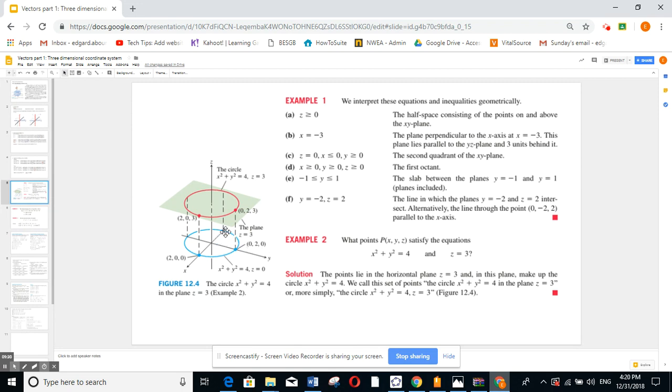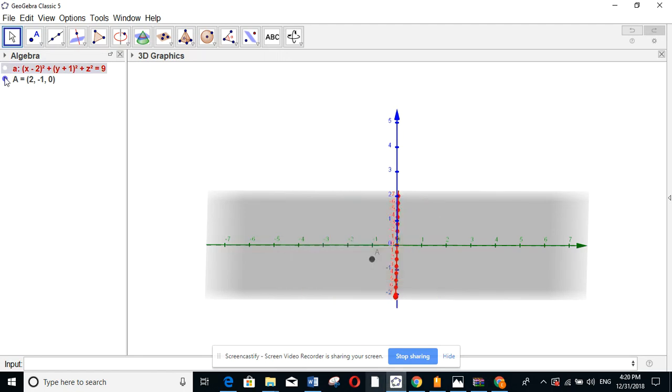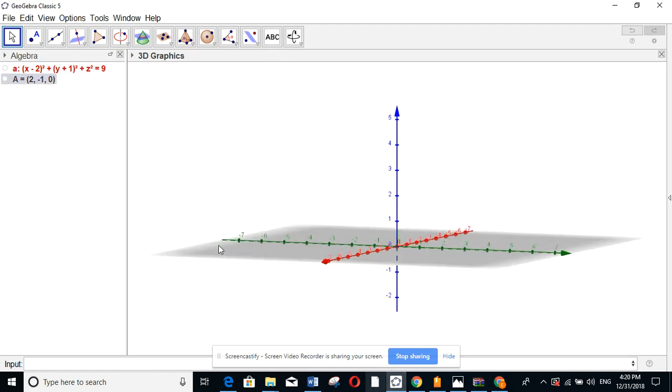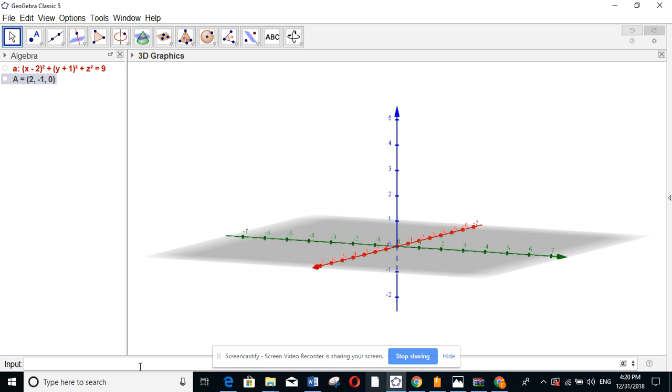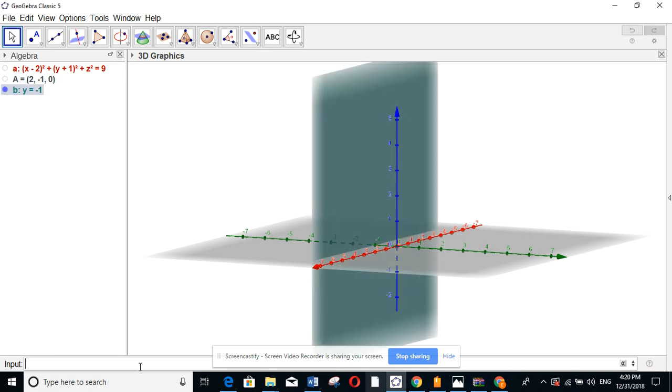So where you can see the cursor here, I want a plane y between -1 and 1. So the plane y between -1 and 1. Let me go to GeoGebra. You graph y equal -1. So this is y equal -1, and this is y equal to 1.